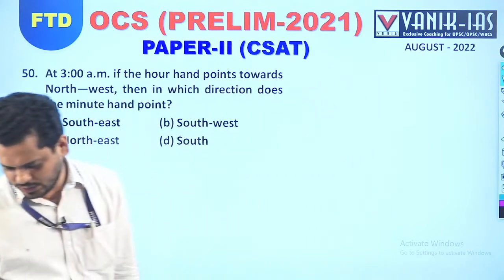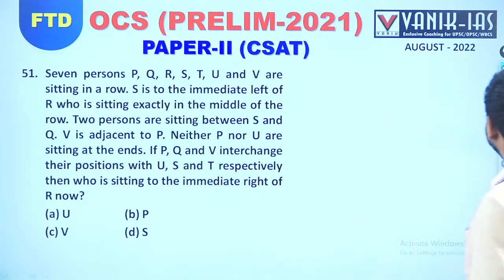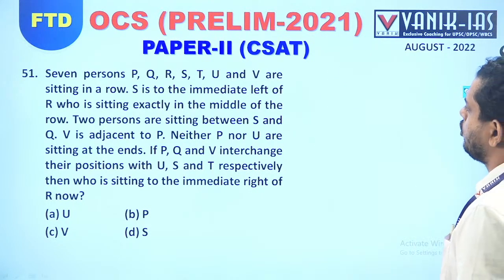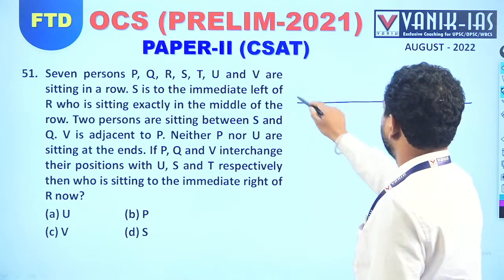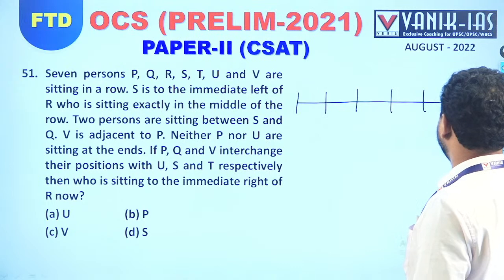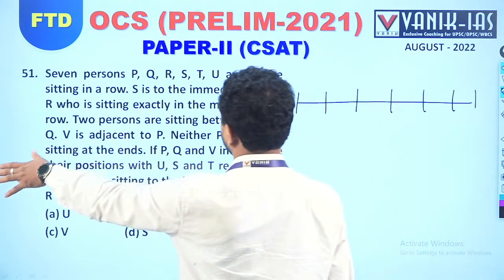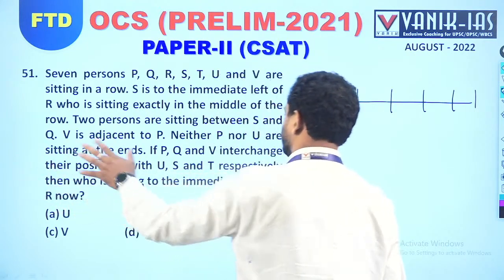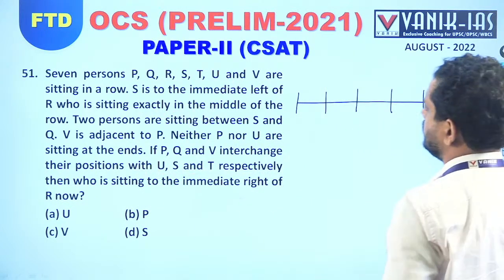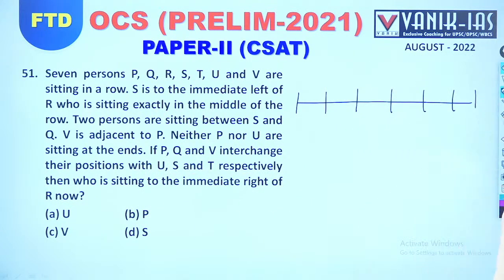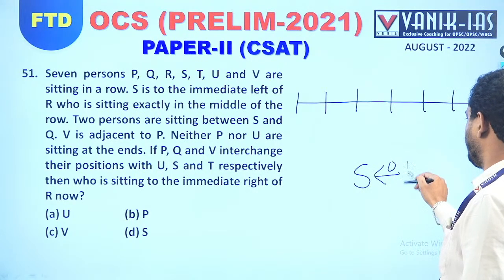Next question is question number 51. Sitting in a row, S is to the immediate left of R. Total number of persons 7. 1, 2, 3, 4, 5, 6, 7. Look, if nothing is given regarding the direction, just take all are either facing towards north or facing towards south. 7 persons is all are sitting in a row. S is to the immediate left of R.